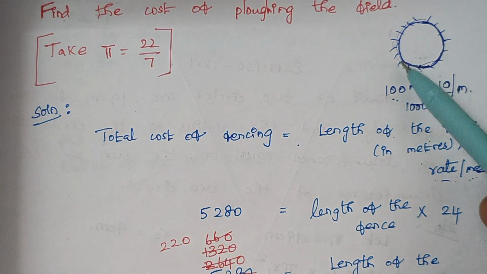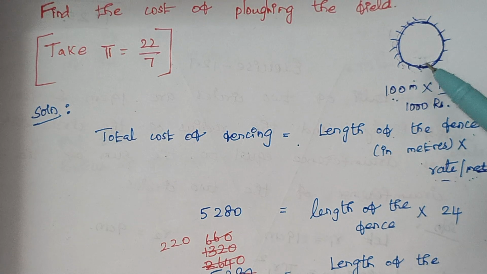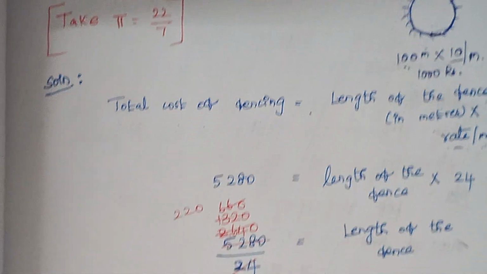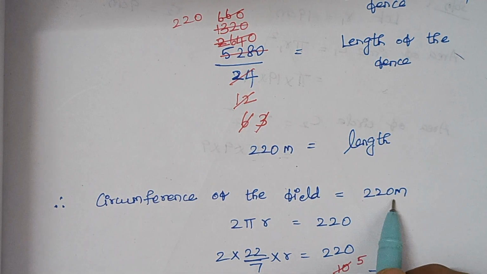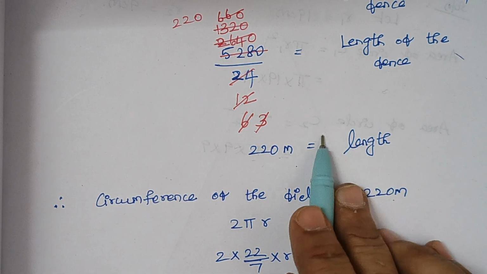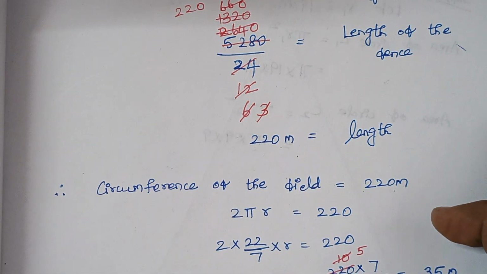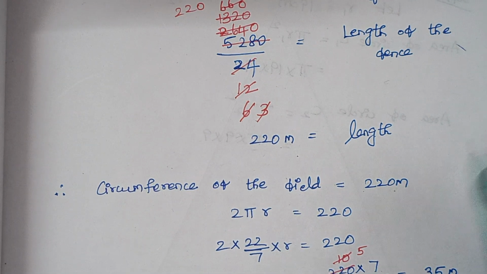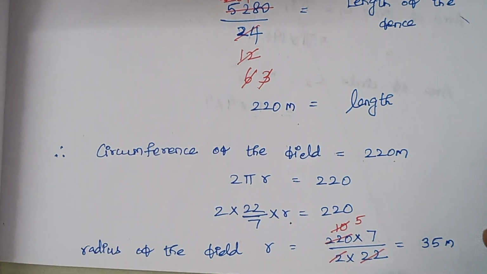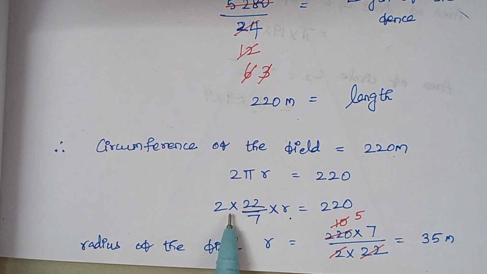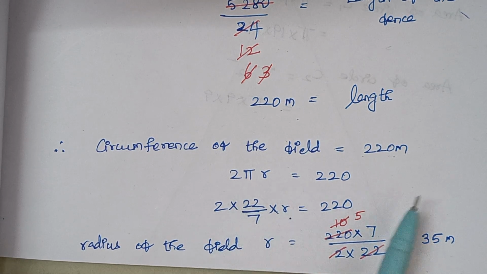So because this is a circular field, that's why length is nothing but circumference. So circumference of the field is given by this 220 meter, right? And circumference is given by the formula 2 pi r. Therefore, from this we can easily find the value of r, right?